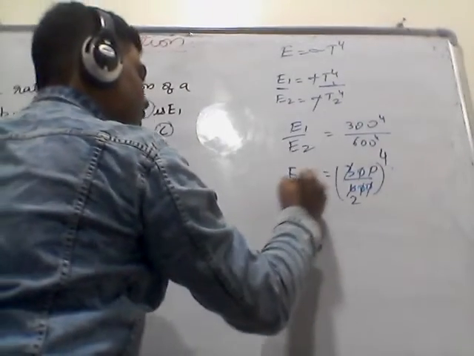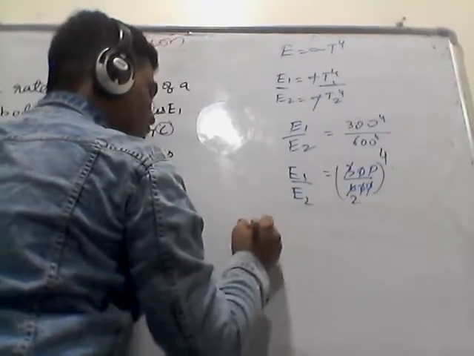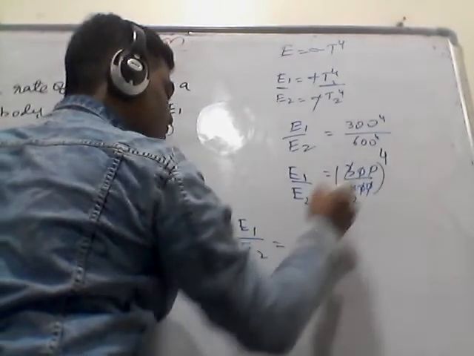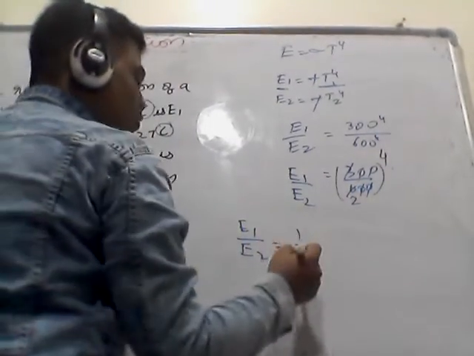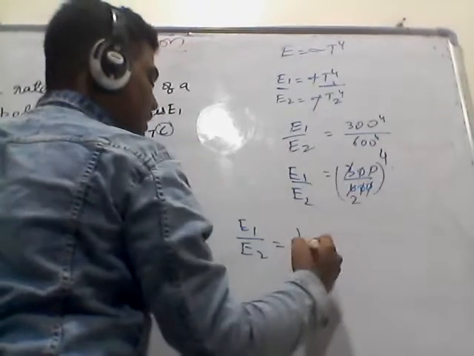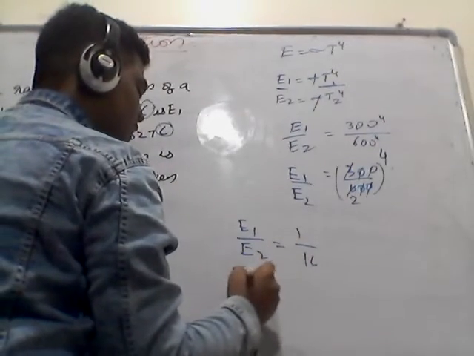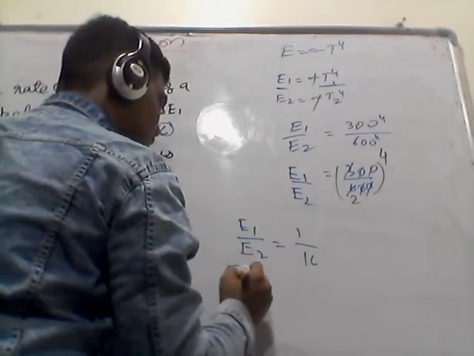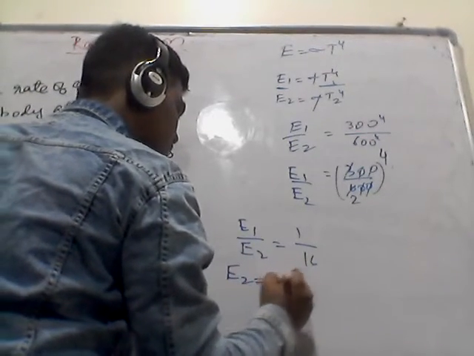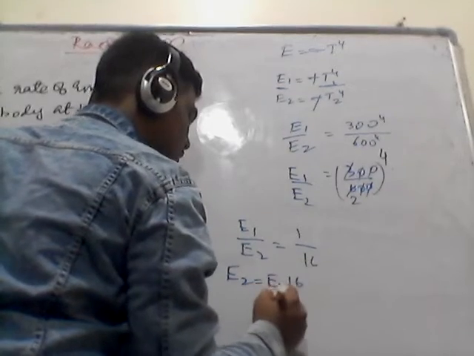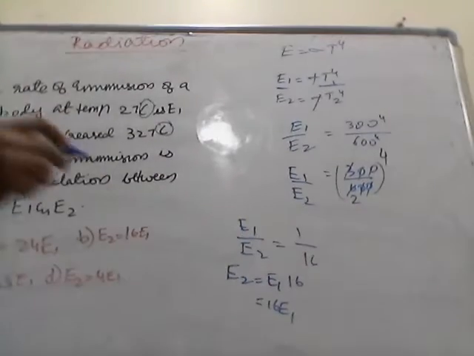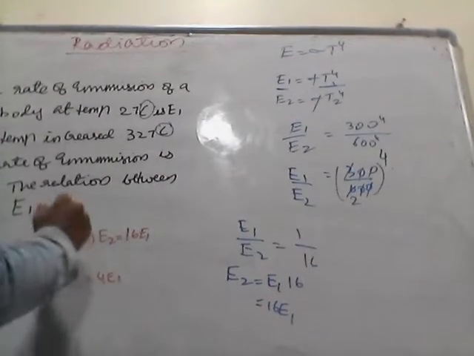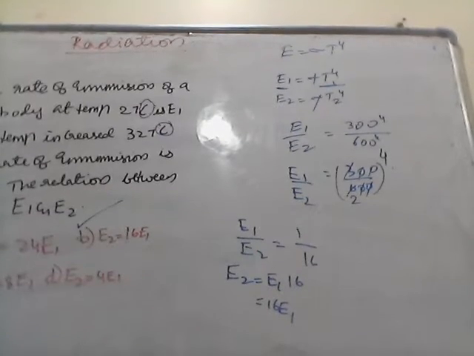Now see, this is nothing but E1 by E2. E1 by E2 is equal to 1 power 4, which is 1, over 2 power 4: 2 2s are 4, 2 2s are 4, 4 4s are 16. So E2 is equal to 16 times E1. See here, this is the relation that we got. E2 is equal to 16 times E1.